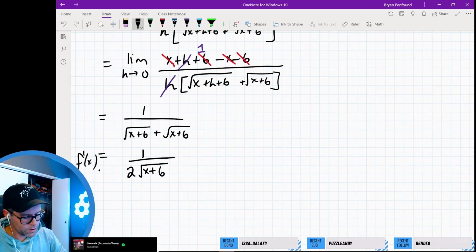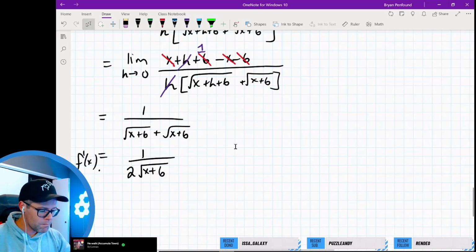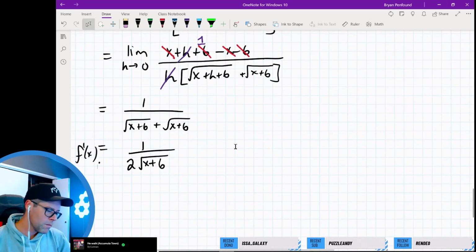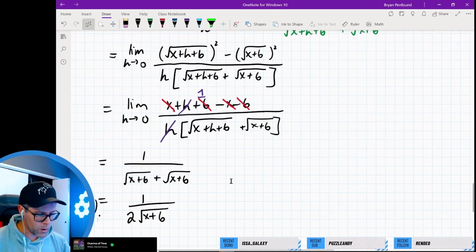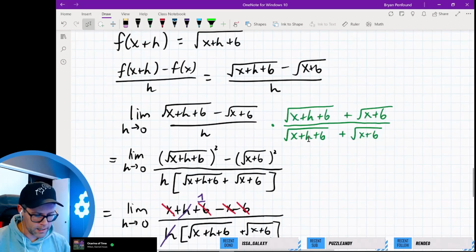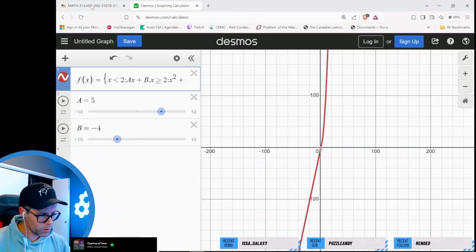So that's a square root using the limit definition. Maybe slightly easier, maybe slightly harder compared to polynomials, I'm not really sure. But with square roots, we're always using this rationalization technique to get difference of squares. So that's a pretty common technique that we use there. All right, that should take care of 10.6.